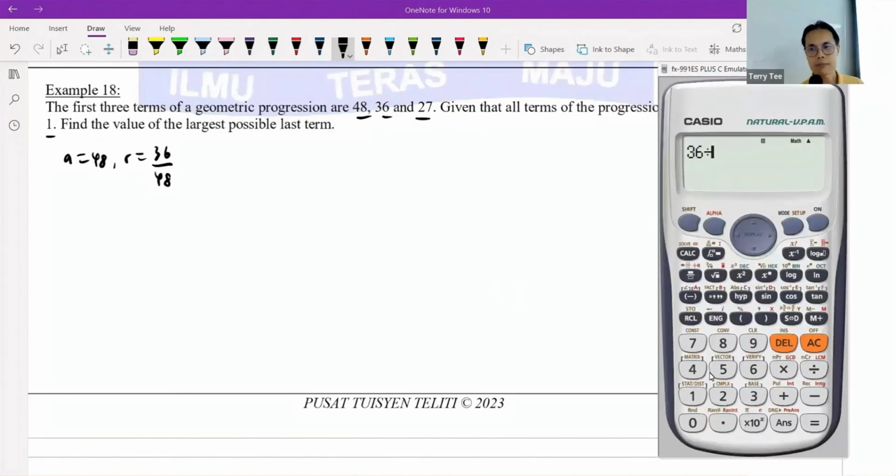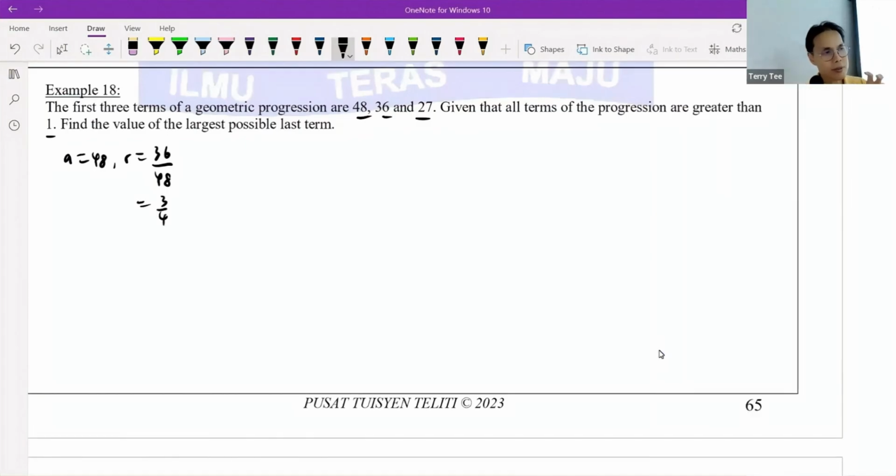3 over 4, right? You can divide by 12. So you know the subsequent terms are getting smaller and smaller. But they say all the terms are greater than 1, so Tn should be more than 1. I want to find the largest possible last term.